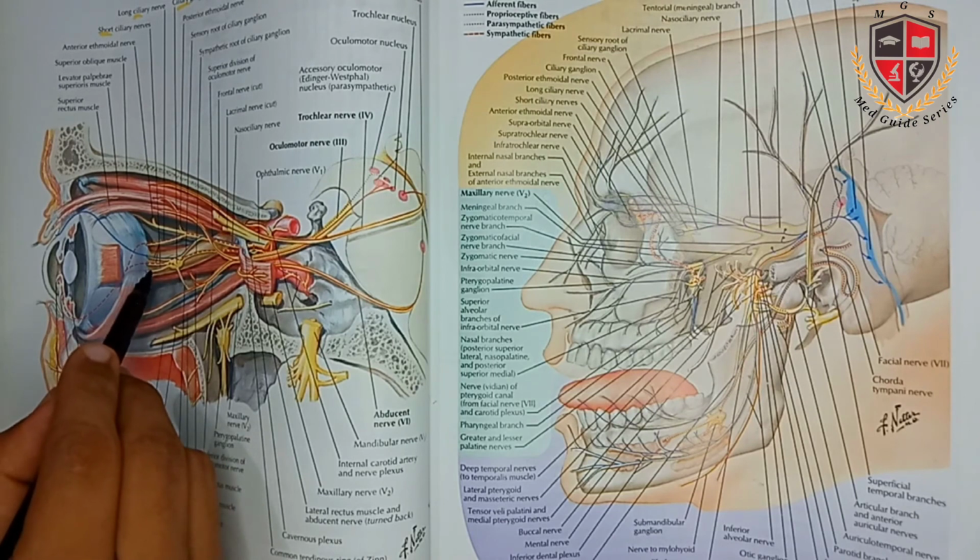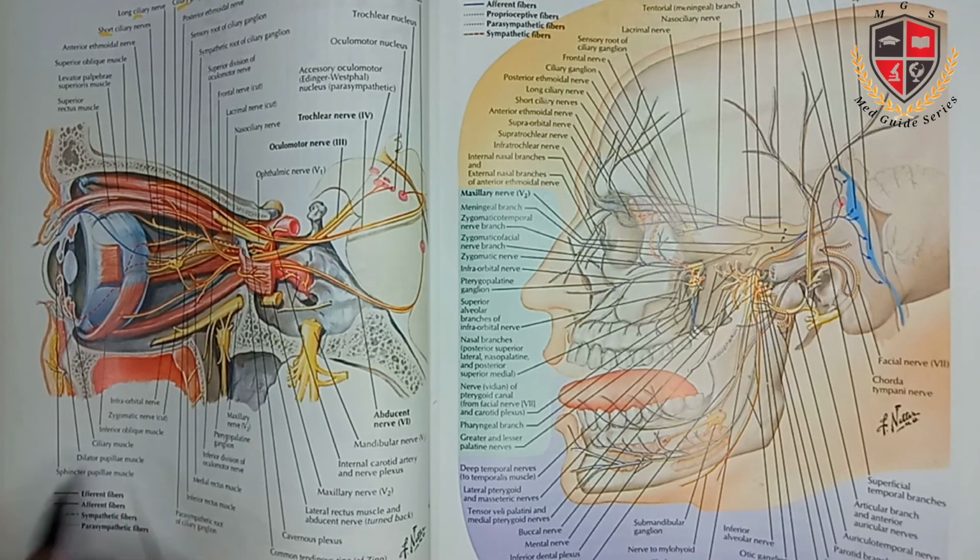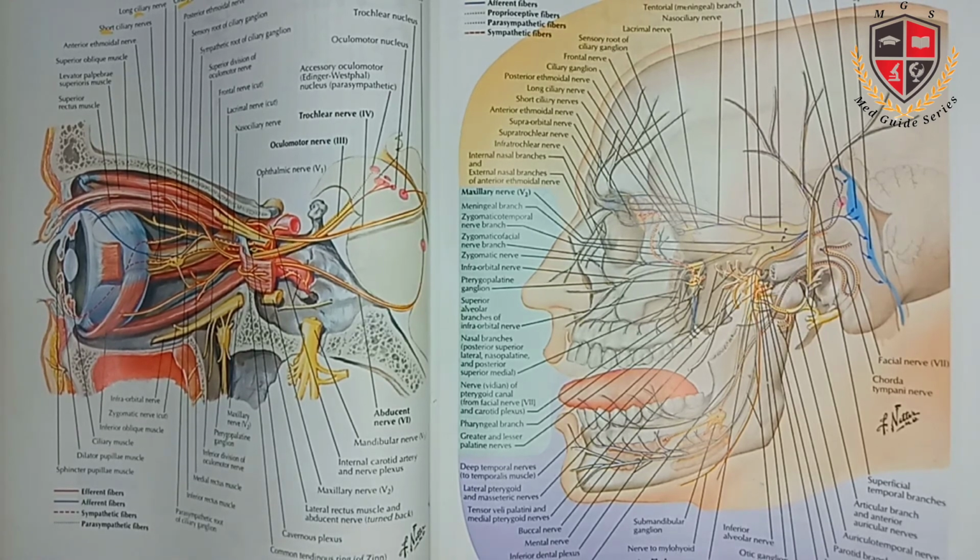The parasympathetic fiber of the ciliary ganglion supplies the ciliary muscle, dilator pupillae muscle, and sphincter pupillae muscle. This was the oculomotor nerve, which supplies the muscles of the eyeball, the ciliary muscle, and the constrictor pupillae and dilator pupillae muscle.